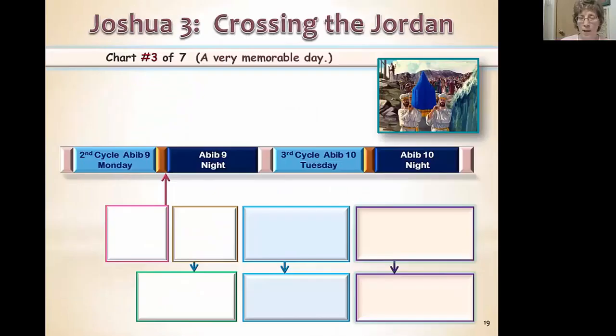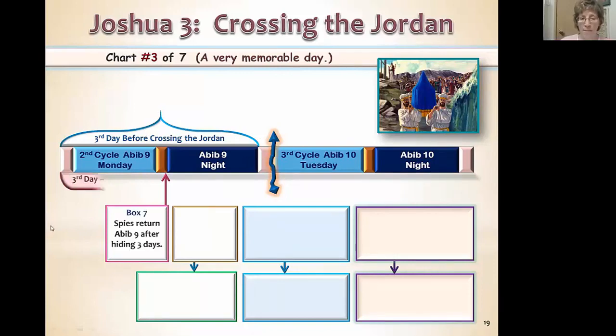We're still in chapter 3, crossing the Jordan, and this is a very memorable day. Remember I said we're going to pick up our chart from Abib 9. This is the last of the first count of 3. This is their third day that they're waiting to cross the Jordan. And the spies have come back. This is the third day ending of when they were in the mountains. They've been hiding for 3 days, and now they're back right here just as it's getting dark.